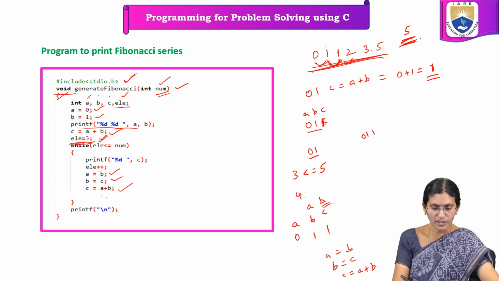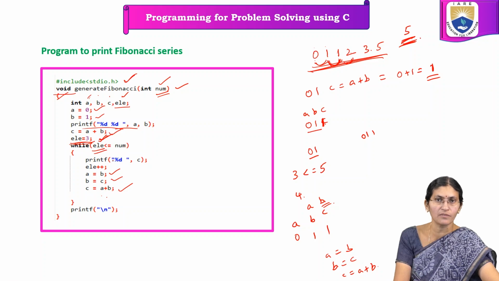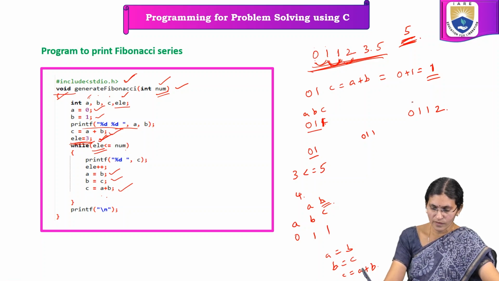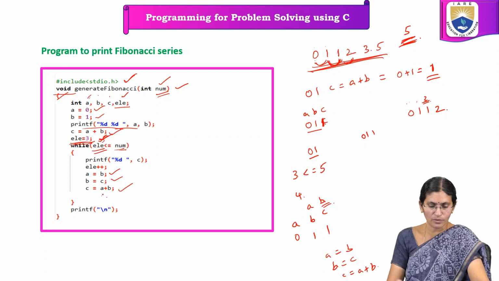So this will go on repeating till this condition becomes false. So once this condition becomes false, it will repeat for 4 also. ELE value is incremented by 1. Next, when it becomes 4, 4 is less than or equal to 5. Again, the next value also will be printed, 0, 1, 1. So 1 plus 1 is 2. So this is 3. So next, for 5 also it will be executed. These statements will be executed. When ELE value is equal to 6, these set of statements will no longer be repeated.